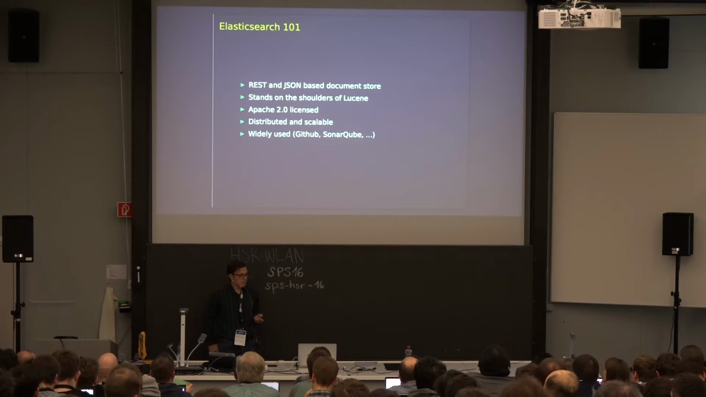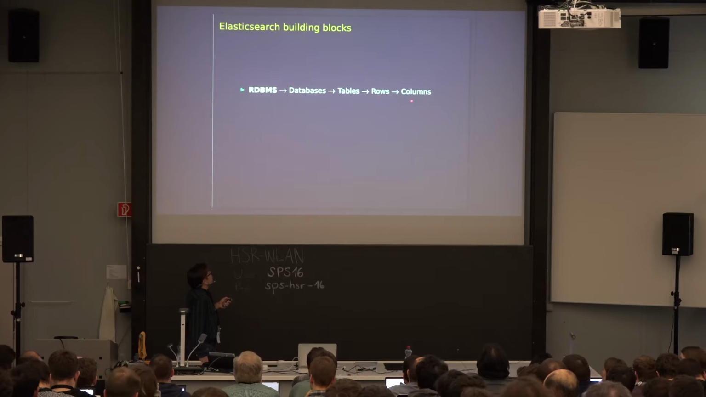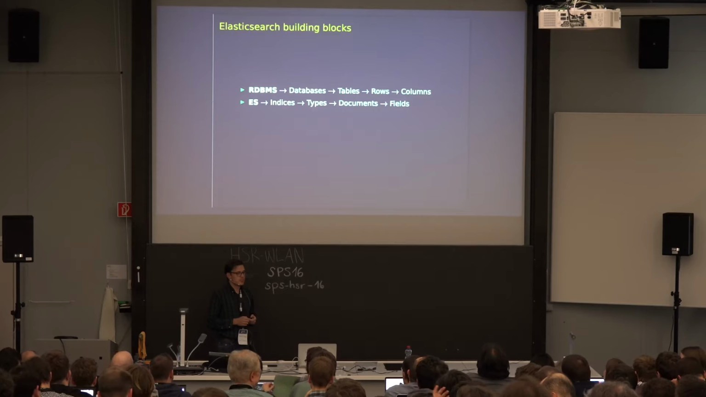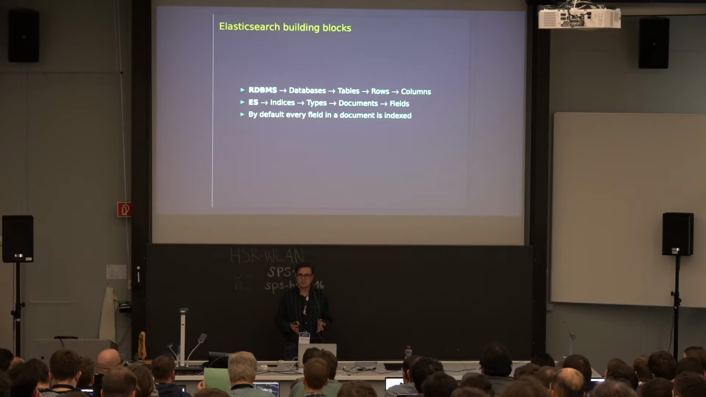So the building blocks of Elasticsearch. For an old school relational database, you have databases, tables, rows, and columns. Now, for Elasticsearch, you can roughly compare databases to indices, tables to types, rows to documents, and columns to fields. What is really different compared to a relational database is that every field is indexed by default.